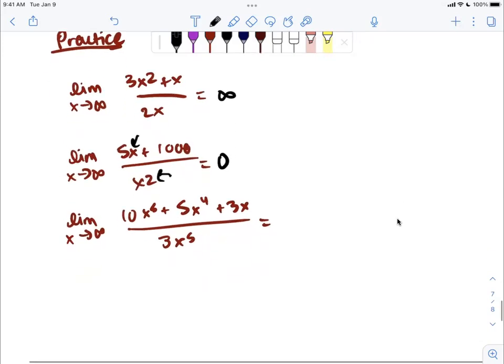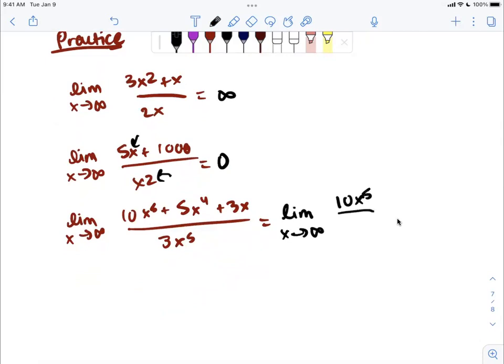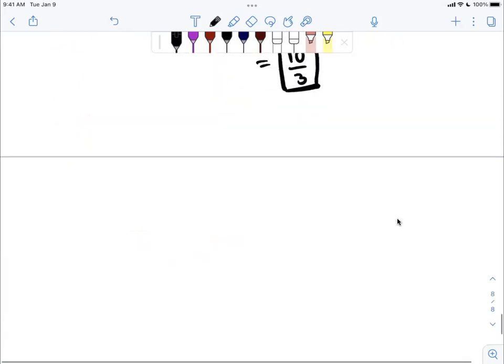And then the last one, we have the same exponent of 5 in the numerator and denominator. So here we're going to get, again, we can ignore all terms except the leading terms. So this is the limit as x goes to infinity of 10x to the 5 over 3x to the 5. And we can cancel these, and we get 10/3. All right, let's do 3 more practice problems.